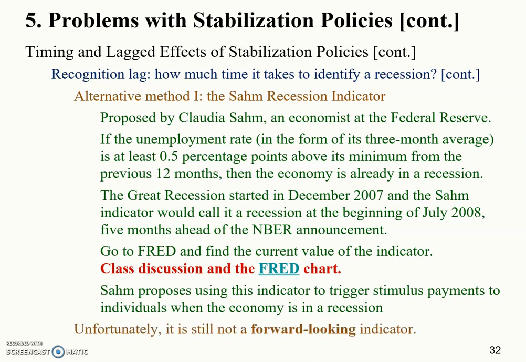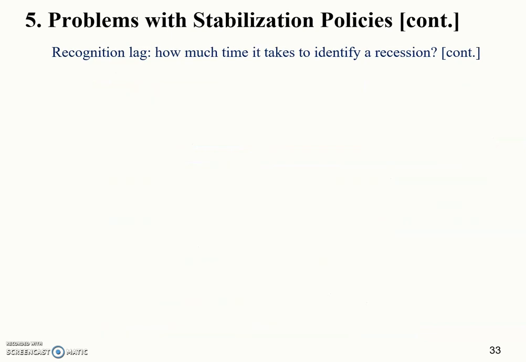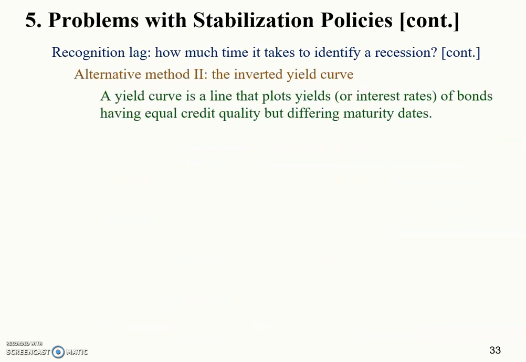In other words, this indicator is still not a forward-looking indicator. With this indicator, we still could not predict that a recession is coming, right? We cannot do that. We still have to wait until after the fact. Now, we might want to know, do we have a forward-looking indicator? Yes, we do. This is the so-called inverted yield curve.